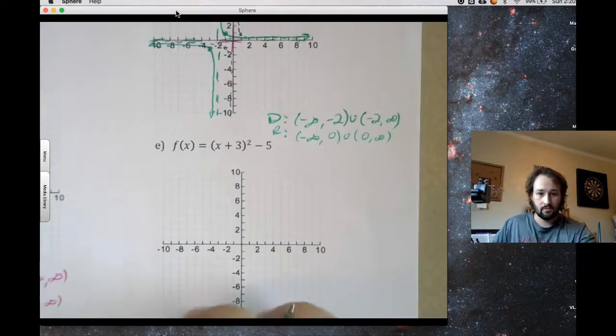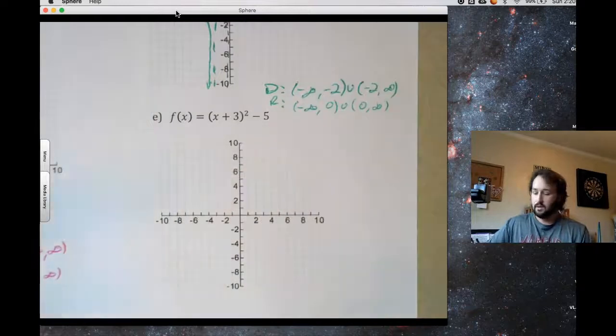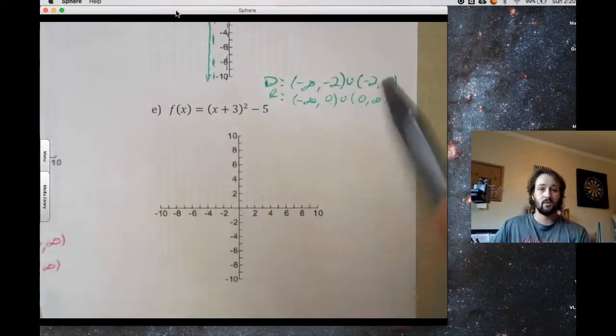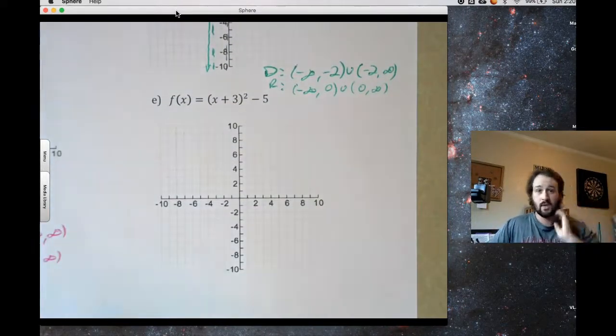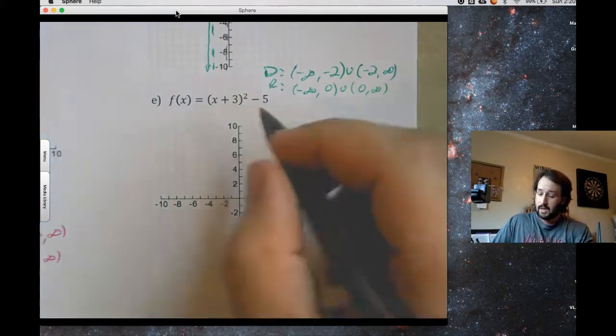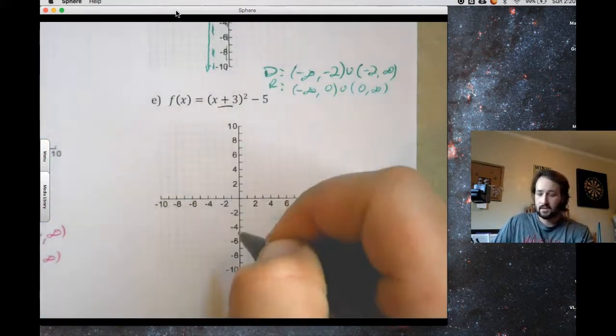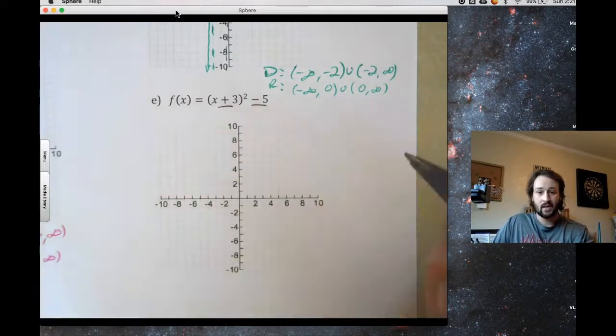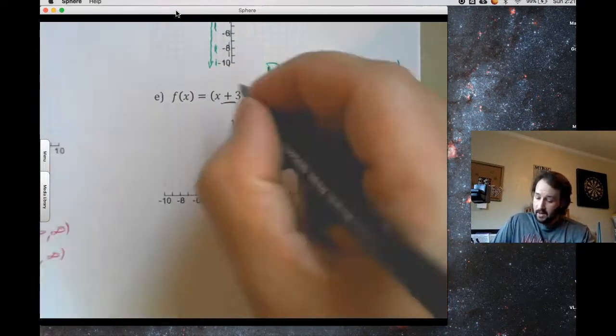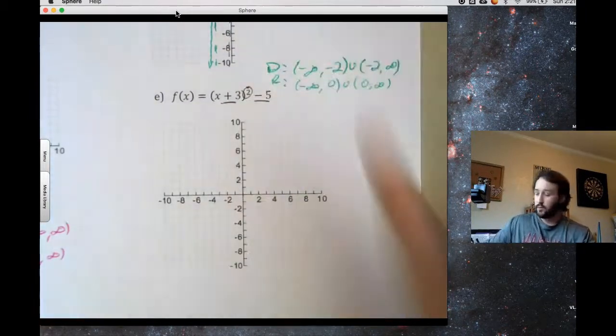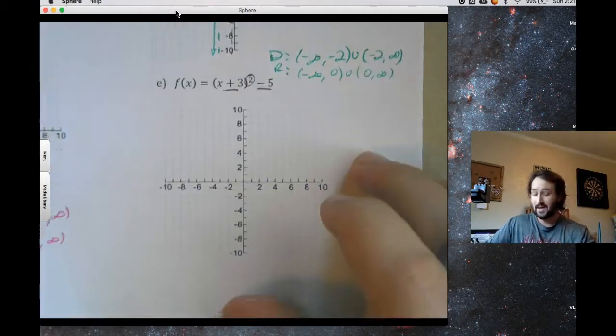All right, moving on. So here, notice I have a bunch more junk. So this one, we can do multiple things. We can do as many things as we want in an equation. So this one, I have something inside with the x. I also have something outside, so it's going to move in the y direction. I also notice that it has a squared, so that tells me what parent function I have.